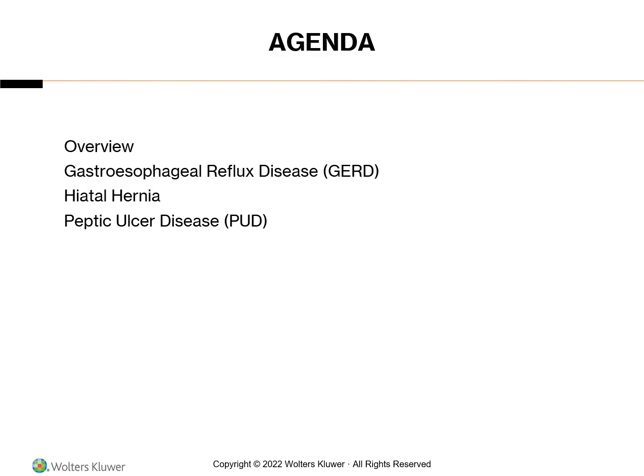This is our agenda for today. So we're going to do a quick overview of the upper GI system. We're going to talk about gastroesophageal reflux disease, also known as GERD. We're going to get into hiatal hernia and then finish with peptic ulcer disease.